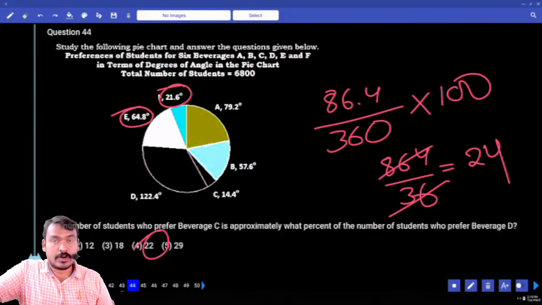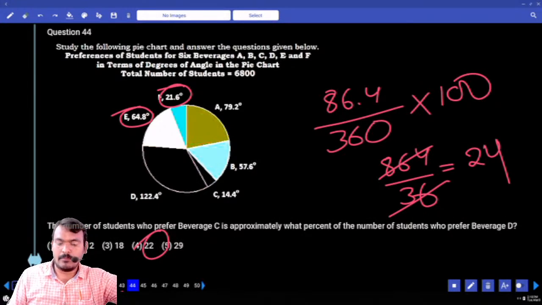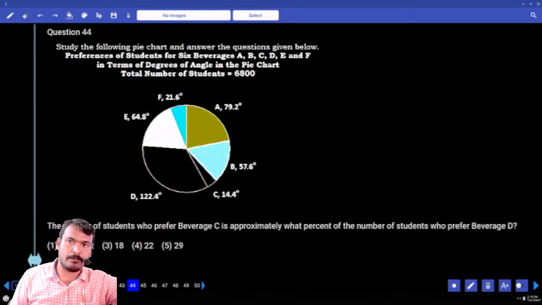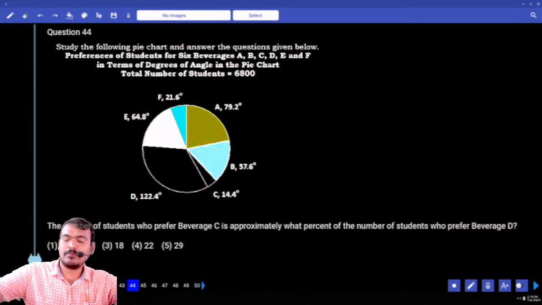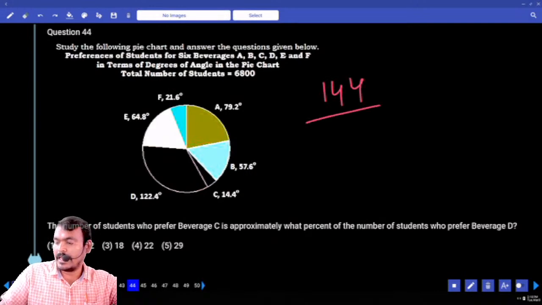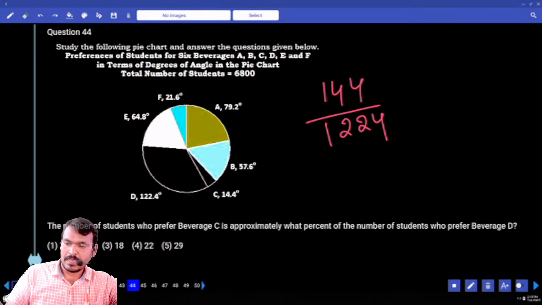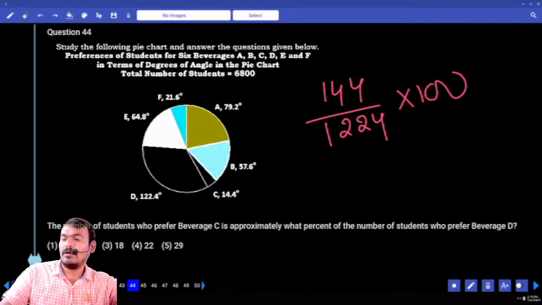Next, question number 44. The number of students who prefer C is approximately what percent of number of students who prefer beverage D or not? Nothing but we required C is what percent of D or not? What is the C value? 14.4. In this one we write 144 or not? Next, what is the D value? 122.4. In this one we write 1224. Converted to percent or value? Percent. Then multiplied by 100 or not?